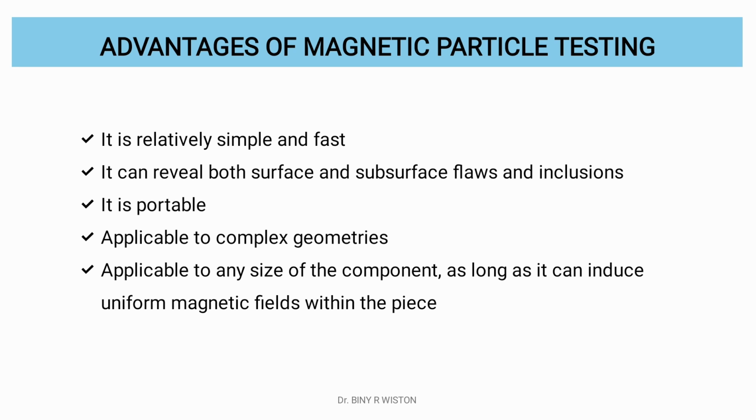Advantages. Some of the advantages of magnetic particle testing are high sensitivity, and complex parts can be inspected rapidly. Surface preparation is not required. It is a portable method, and it can reveal both surface and subsurface flaws. Large and small objects can be examined using this method. It is a low cost method and the equipment is relatively inexpensive.